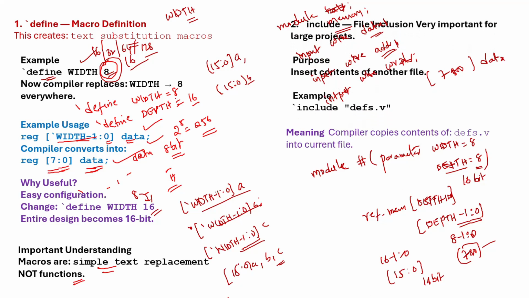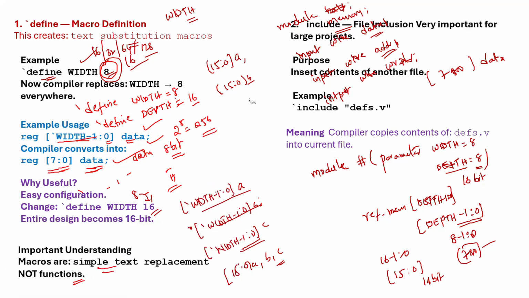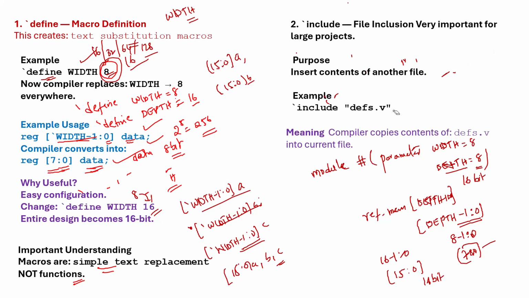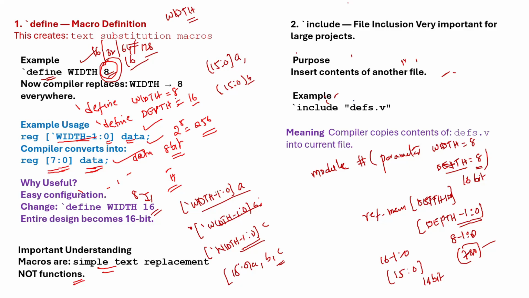Okay. So what is the purpose of tick include? We are using that. This tick include will add the file. We'll copy whatever the content is in the other file, and that will be added here. That will be inserted here by using `include defines.v. Suppose I am utilizing some other variable, some other module, that will be included here. Suppose I am utilizing this defines file.